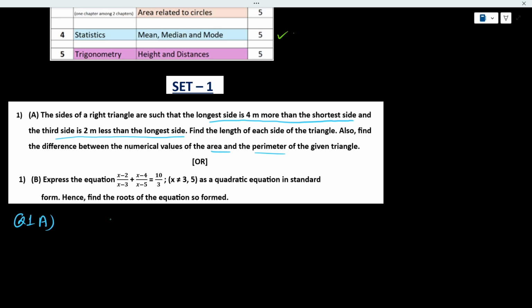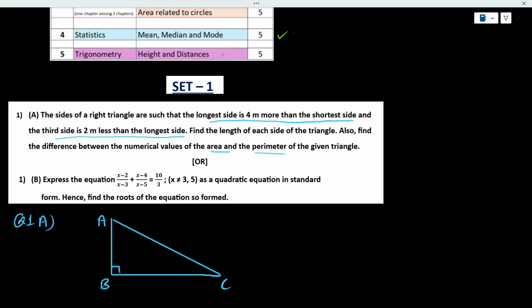So what is given here? First, let us draw the right triangle. If ABC is a right triangle, okay, now what is going to be the longest side? It is always the side opposite to 90 degree. So here the longest side is AC. If I take AB as the shortest side and BC is the other side.